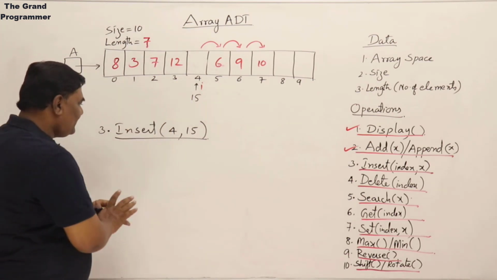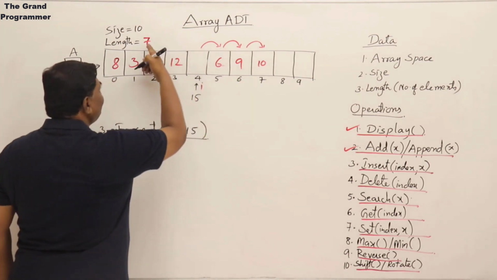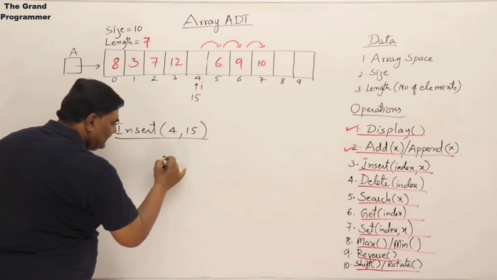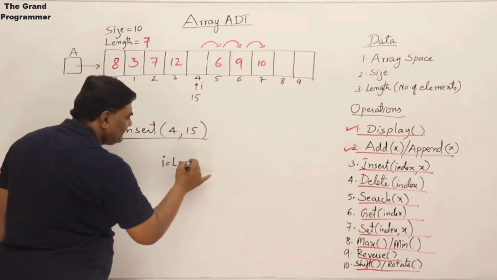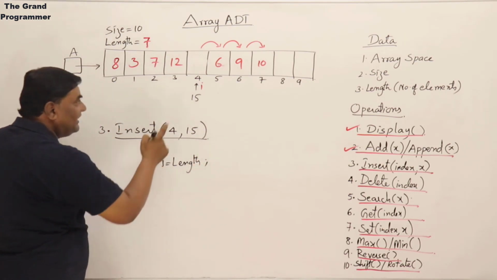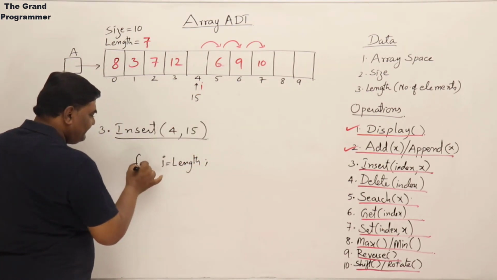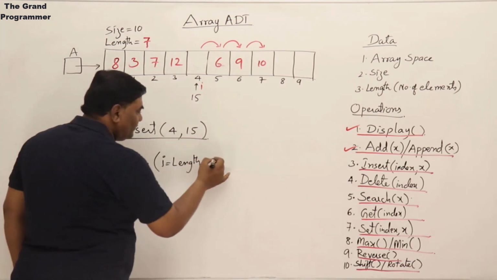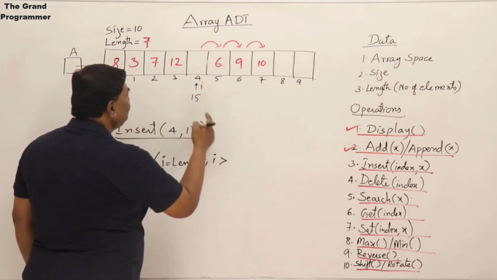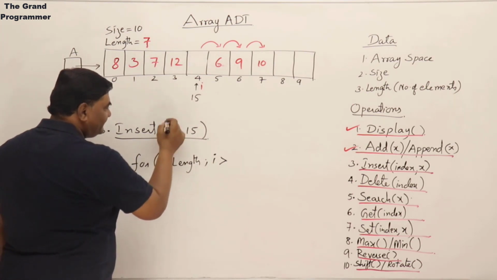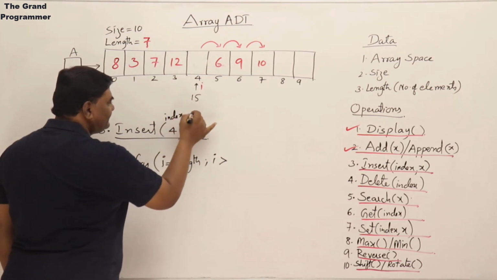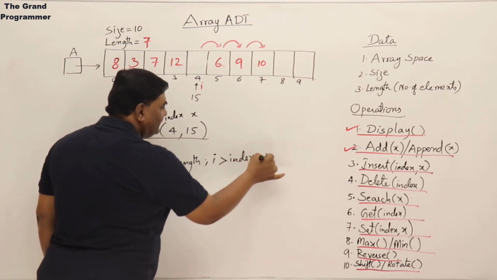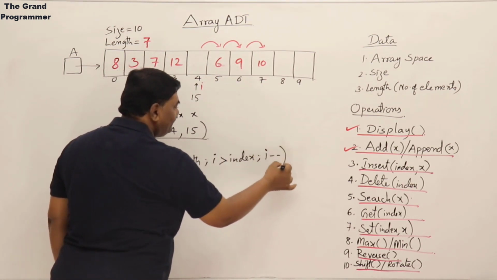So for that, I will write the code. I has started from 7, that is length. So let I start from length. I have to do this repeatedly, so let us say for. Then how long it should continue? While I is greater than the index that I want to insert at. So this is index and this is x. So index.